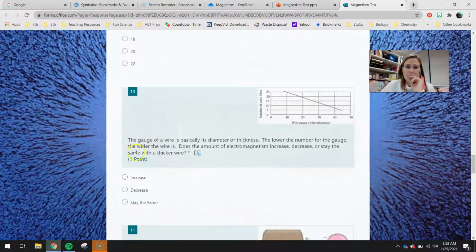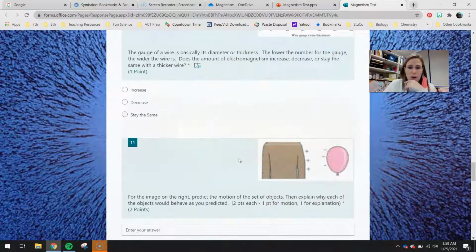And then again, here it says the gauge of wire is basically its diameter or thickness. The lower the number for the gauge, so these lower numbers here, are going to be your wider or thicker wires. Does the amount of electromagnetism increase, decrease, or stay the same with thicker wire? So what happens to electromagnetism when we're looking at that thicker wire?